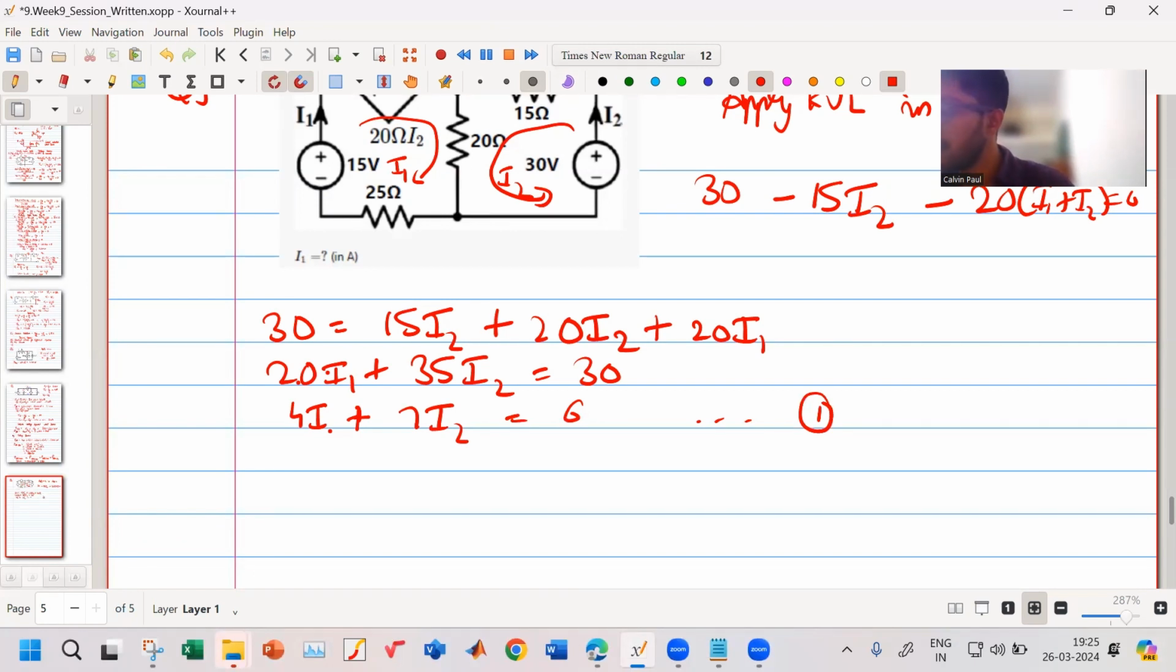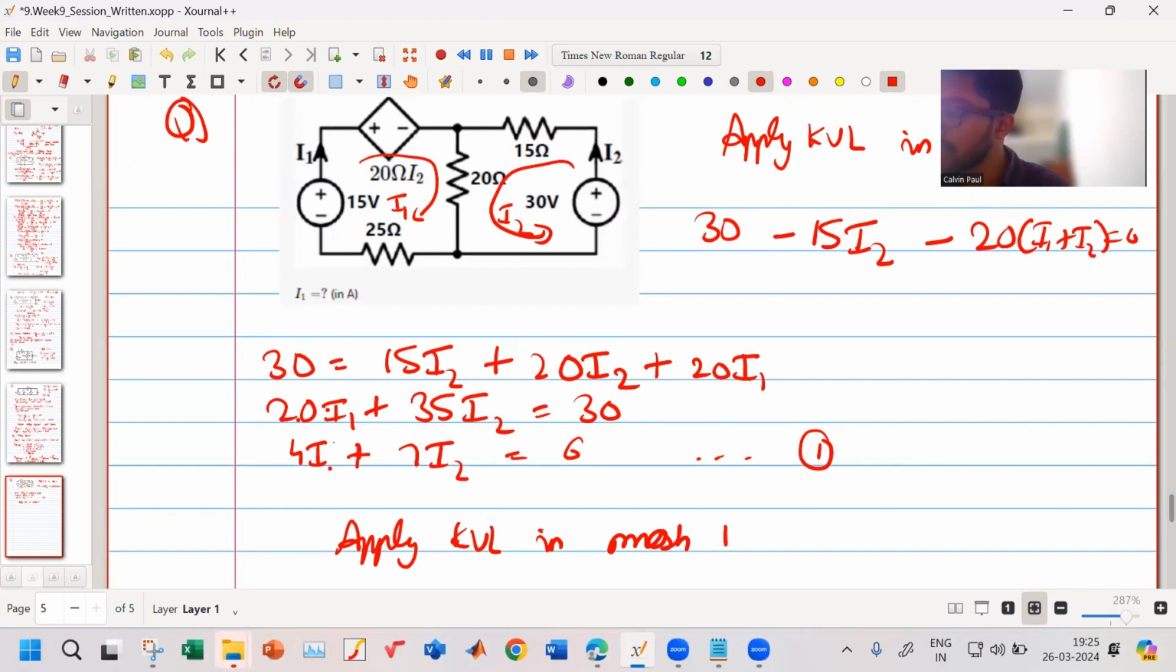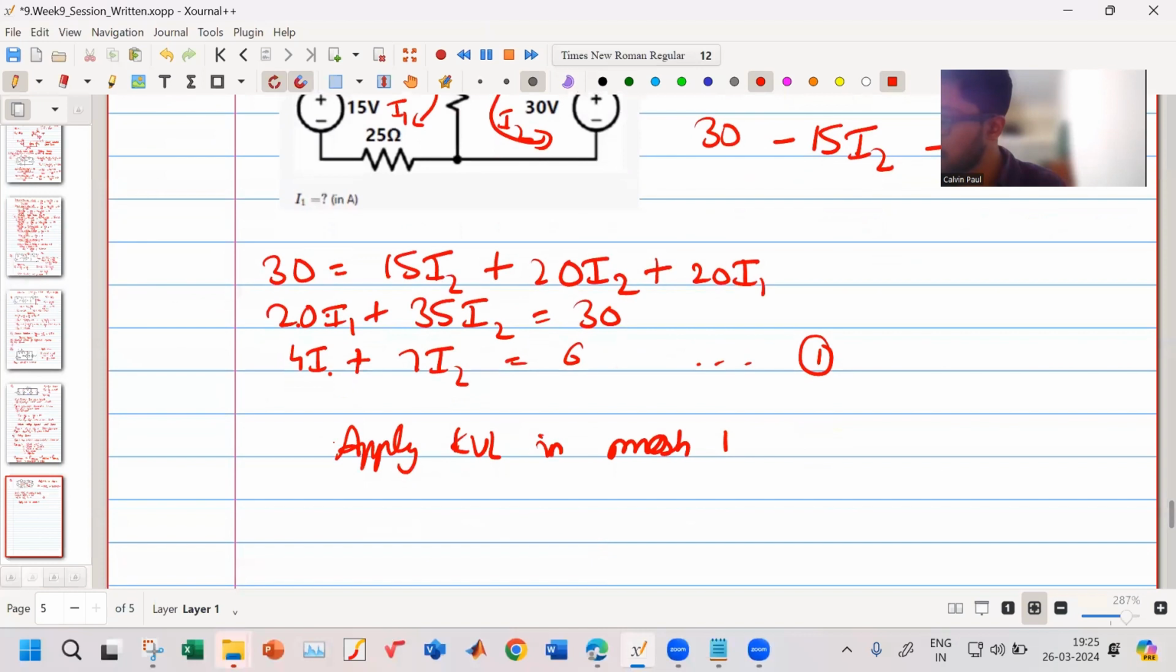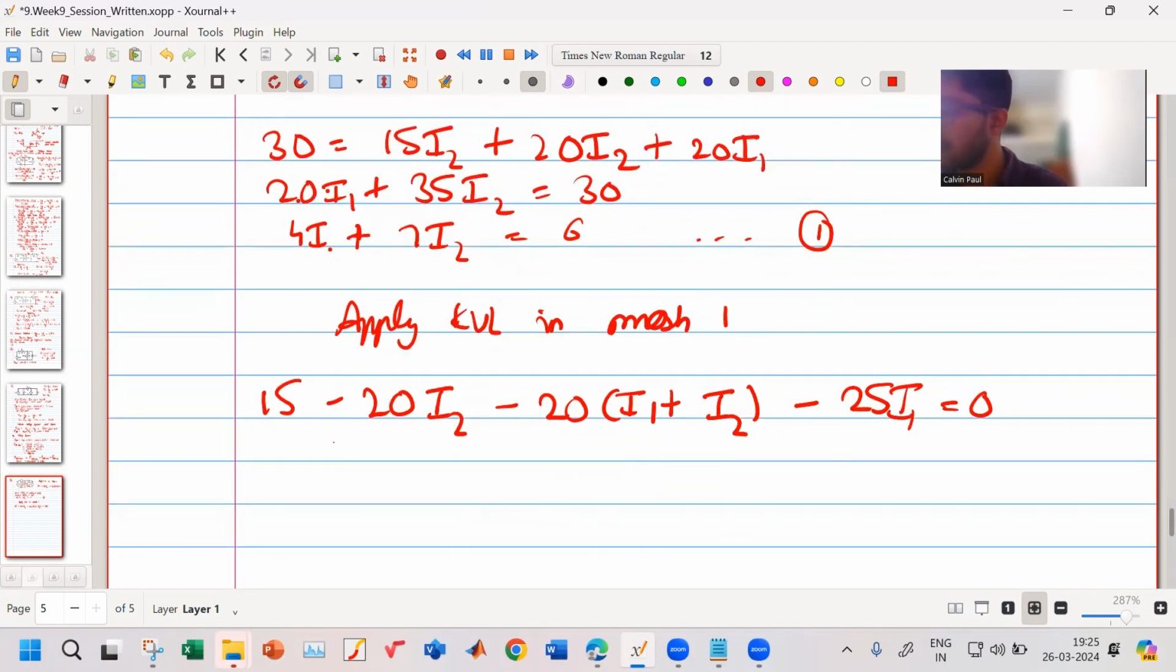Yes, sir. Now I apply KVL in mesh 1. Yes, sir. It is very simple. So I will get 15 minus 20 I2 minus 20 of (I1 plus I2) minus 25 I1 is equal to 0.